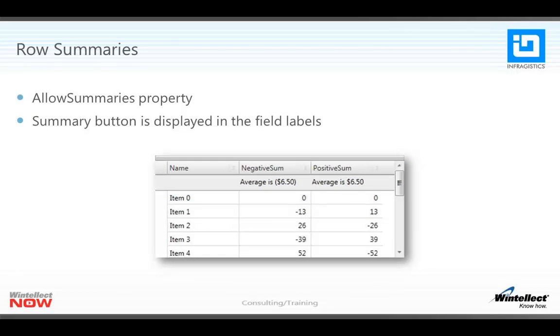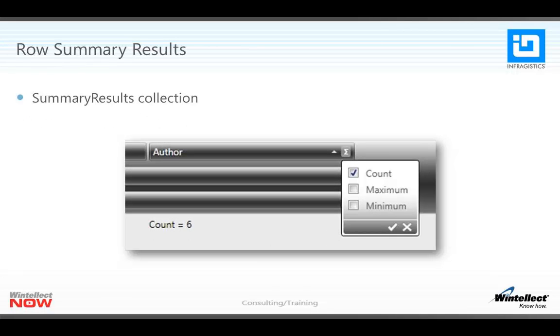Users can be given the ability to select row summaries for a field in XAMPP Data Grid by setting the Allow Summaries property of a field settings object to true. When you set the Allow Summaries property to true, XAMPP Data Grid will display a summary button in the field labels. You can retrieve a summary result object by indexing into a summary results collection off a records collection in XAMPP Data Grid.